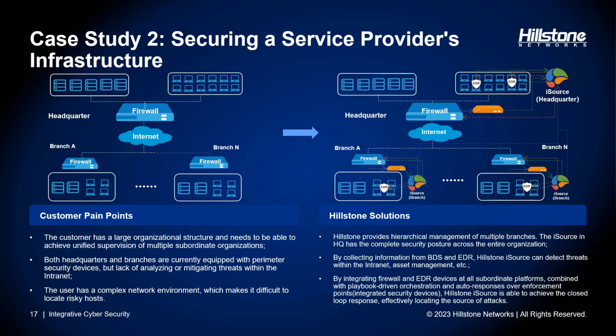Hillstone's solution involved providing hierarchical management for the branches, enabling the iSource platform at the headquarters to have a comprehensive view of the entire organization's security posture. Information collected from BDS and EDR allowed Hillstone iSource to detect threats within the intranet and manage assets effectively. By integrating firewall and EDR devices at all subordinate platforms and implementing playbook-driven orchestration and auto response across the enforcement points, Hillstone iSource achieved a closed-loop response, effectively pinpointing the source of the attacks and addressing the customer's needs in their comprehensive cybersecurity.